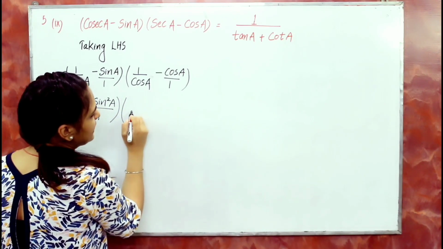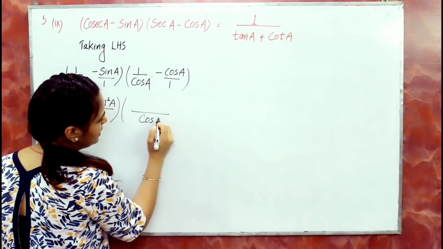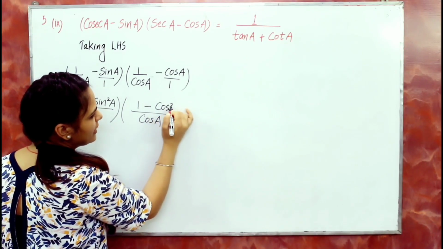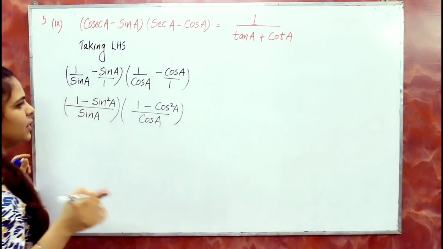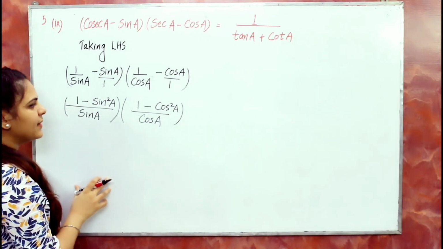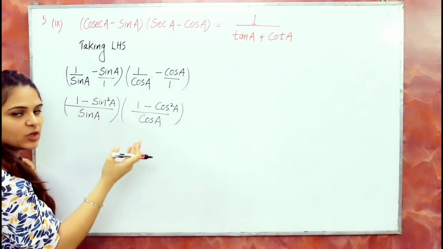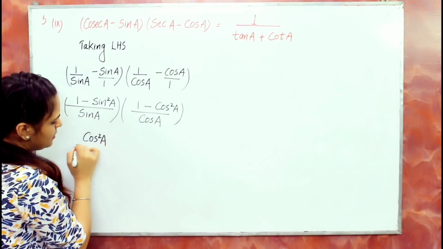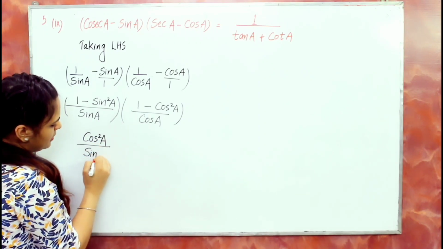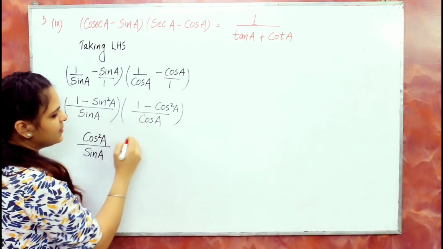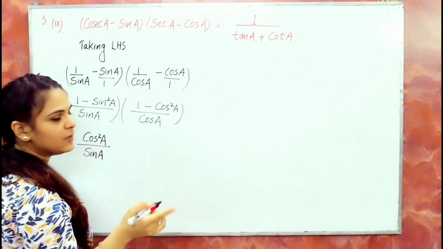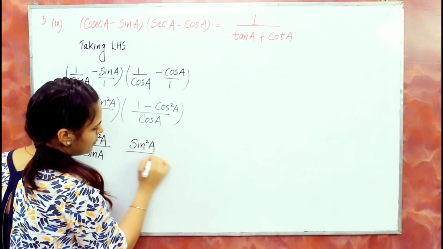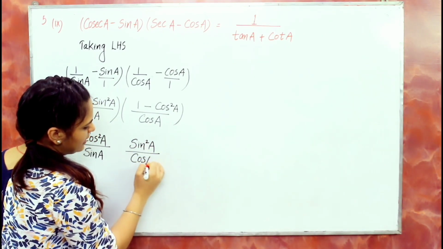And here also we will take LCM. Denominator is cos A and 1 minus cos square A in numerator. Using square relationship, we can write 1 minus sin square A is equals to cos square A, cos square A upon sin A. And this term will be 1 minus cos square A is equals to sin square A upon cos A.